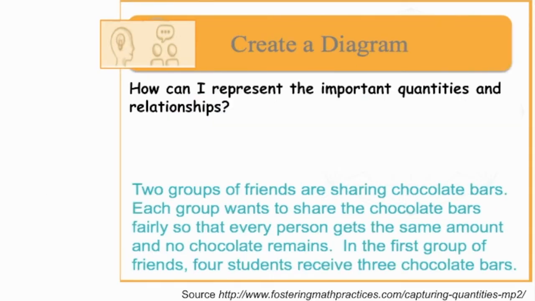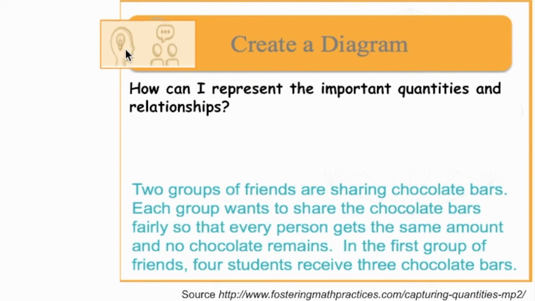The next step is for students to create a diagram to organize the information that they were able to identify from the word problem stem. Students should be asking themselves the following question. How can I represent the important quantities and relationships? Once again, you want to provide time for students to think independently. That's why we see this icon over here.